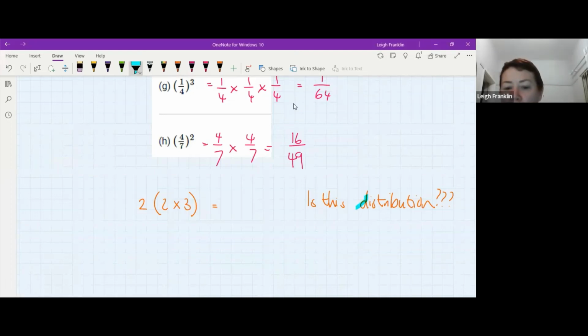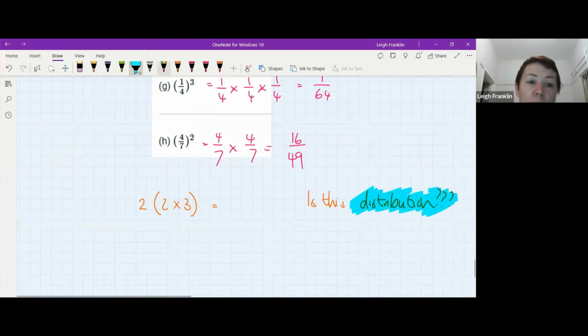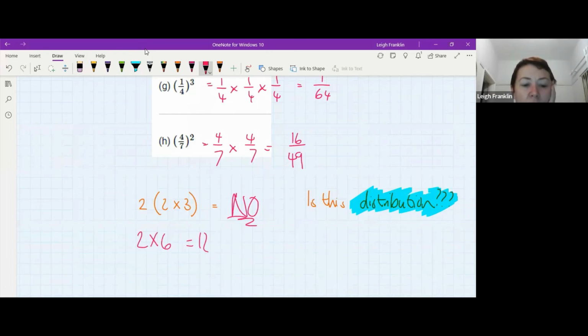Okay, because somebody asked me if we were doing distribution. Now, distribution is very important in grade 8. Well, mind you, all the way through to matric. Distribution happens when you are multiplying across addition. So this is not distribution. The answer here is no, this is not distribution, because what this means is 2 times 6, and the answer would be 12. Distribution is when you are adding 2 things together.